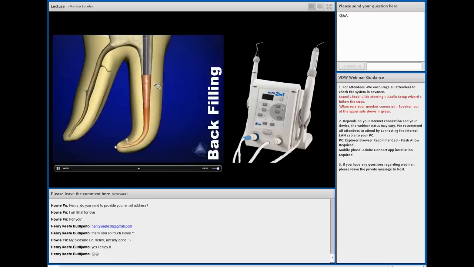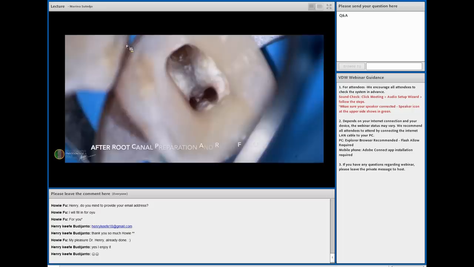Once the plugger is condensed and the gutta percha is cool, then you can continue again with the other backfilling up into the level of the orifice level. You need to also make sure that your gutta percha does not expand beyond the orifice level, since it might interfere with your restoration protocol.